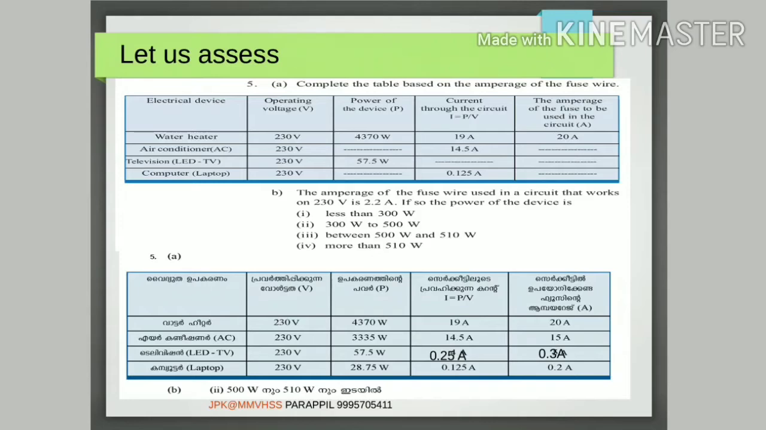In this question, complete the table by finding power, current, and write the suitable amperage of the fuse wires available. In the B part, the power by multiplying voltage and current, then we get 506 watt. It is in between 500 and 510 watt.